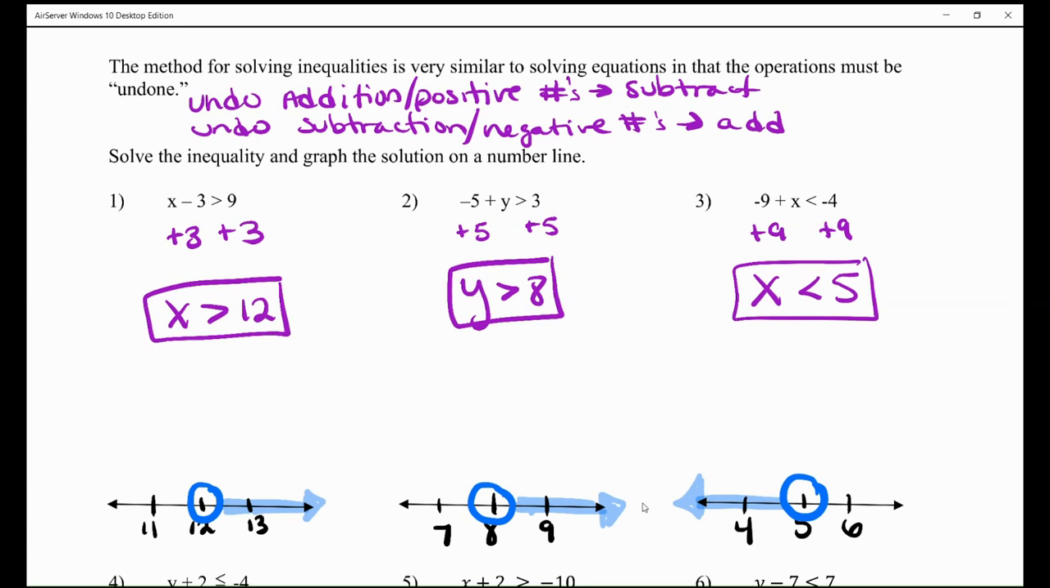Remember, a nice trick, if the variable is on the left, you can use the inequality symbol, greater than, less than. You could think of it like an arrow to show you which way to shade.